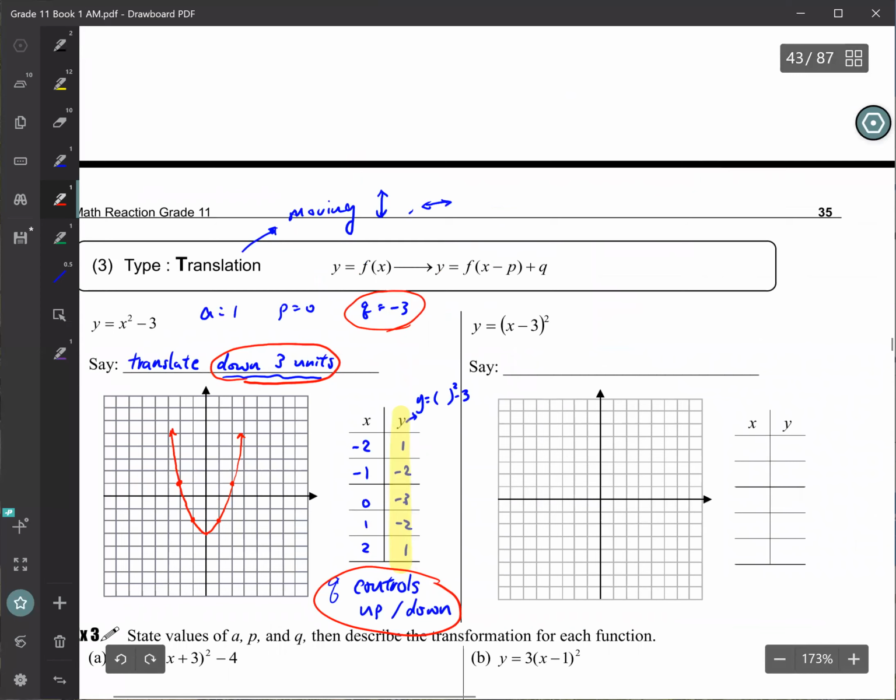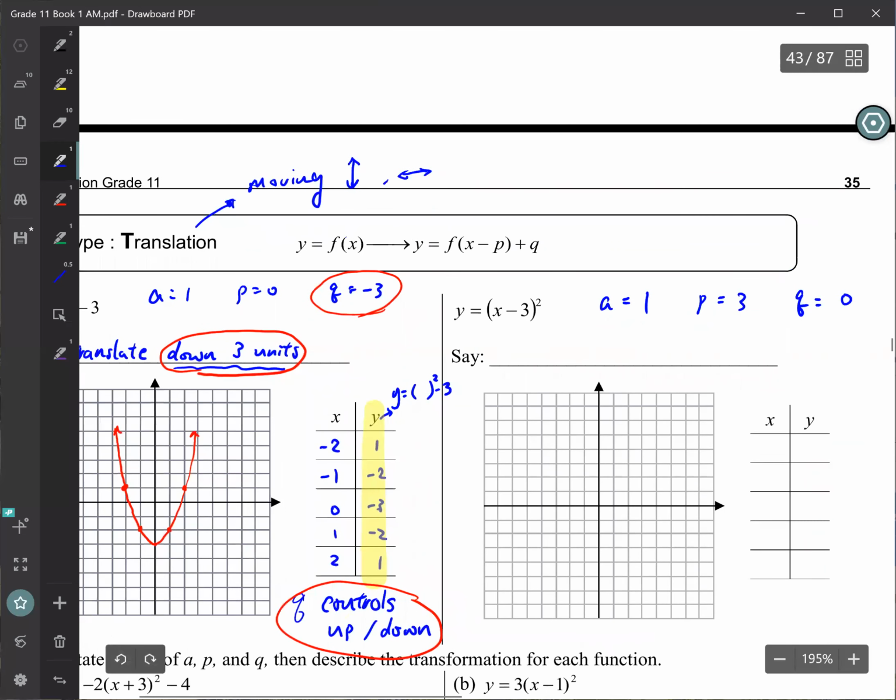So let's take a look. We'll write out the A, P, Q once again for the next one. Okay, Eric, what's the A, P, Q for this one? A is 1, P is 3, Q is 0. Okay, so this one doesn't have up and down. And A is 1, it tells you it's opened up. And because it's not bigger than 1, not less than 1, there is no expansion or compression, okay?